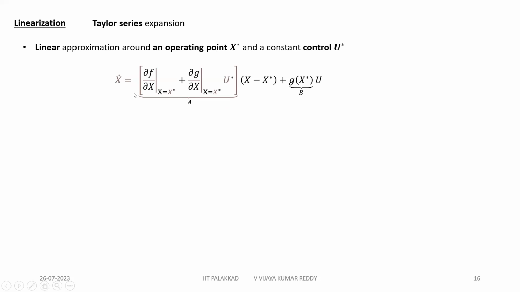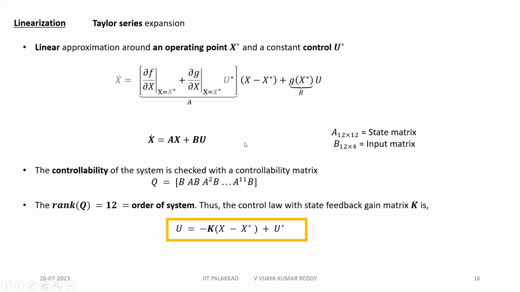Okay. By using this equation, with Taylor series expansion, x dot equals the gradient of f with respect to x at x equal to x star, some operating point, plus the gradient of g at x equal to x star and u equal to u star. So we can linearize it and get A and B in this form. Finally, the state equation is x dot equal to Ax plus Bu, where A is the 12 cross 12 state matrix and B is the 12 cross 4 input matrix.